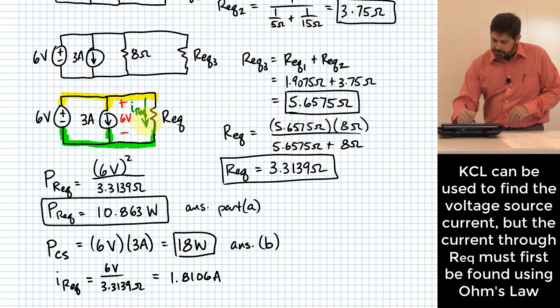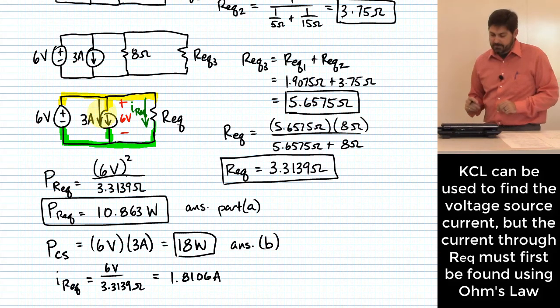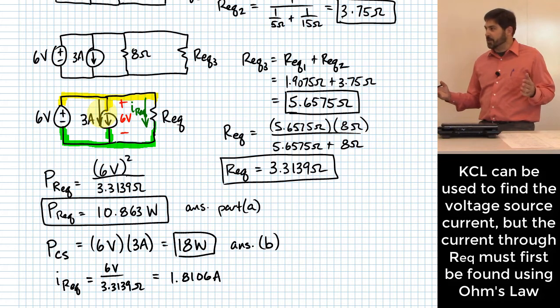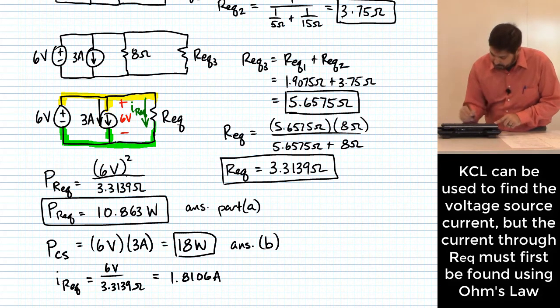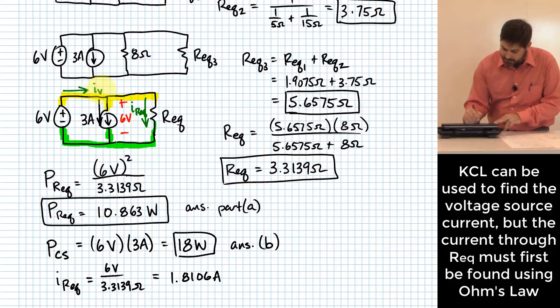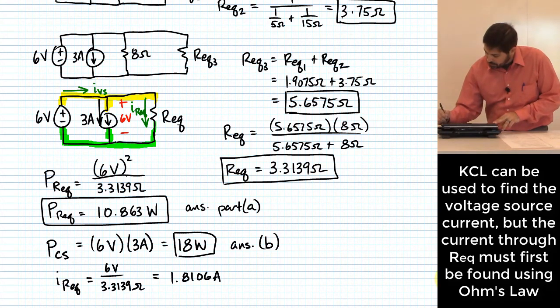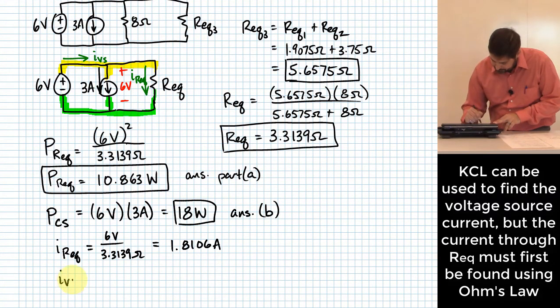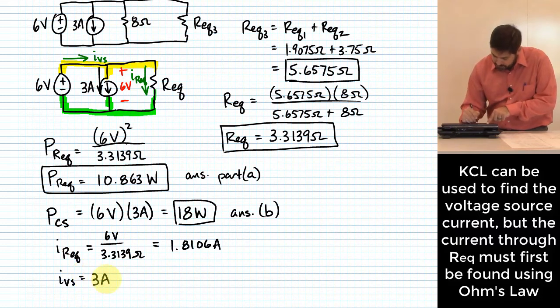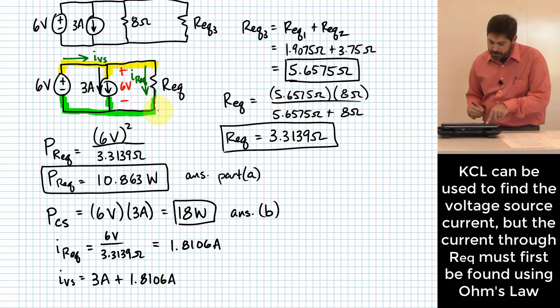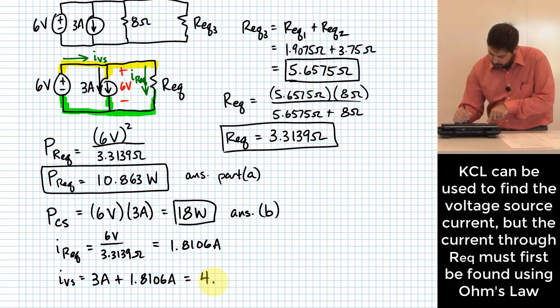Okay? Now that's the current that's flowing on that leg through the equivalent resistance, right? How much is flowing on this leg right here? 3 amps. It's a current source, right? So that's going to be 3 amps. So what does that mean as far as the current that flows up here? Okay, I'll call that I sub Vs. That's the current supplied by the voltage source, right? The current supplied by the voltage source is just going to be equal to the 3 amps plus the 1.8106 amps that I have flowing through REQ. So this ends up giving me 4.8106 amps.